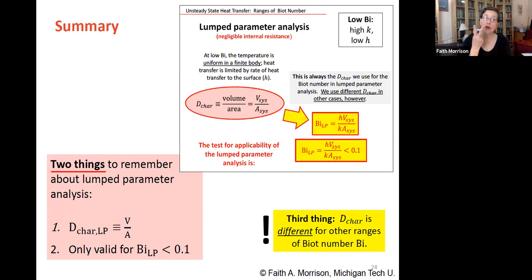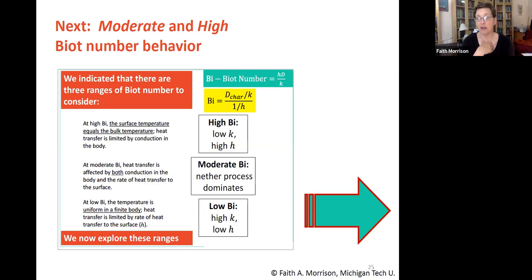So we have two more regimes to talk about, which will take up the remaining lectures of this module 2, which is high Biot number and moderate Biot number, and those will be the next two things that we talk about.